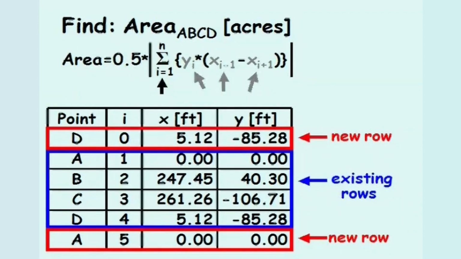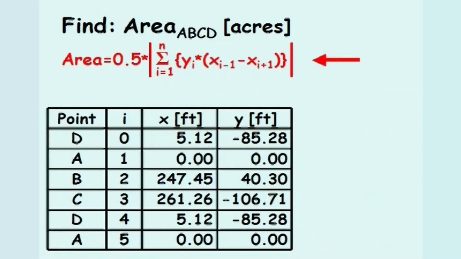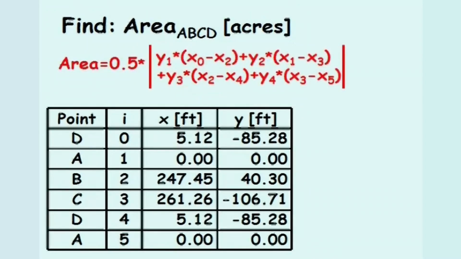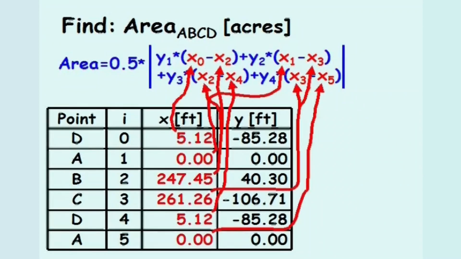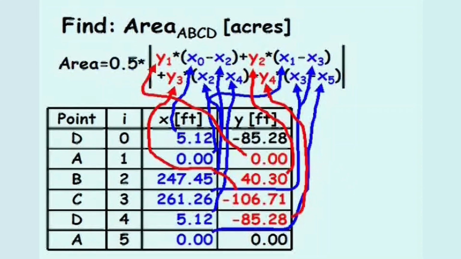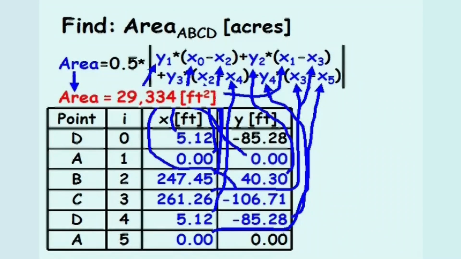Returning to our equation for area, there are 4 vertices to the closed traverse, so we'll assign the variable n to equal 4. Next, we'll write out the summation equation for values of i ranging from 1 to 4. Then we'll plug in the appropriate values for x and the appropriate values for y. And the area of ABCD equals 29,334 feet squared.